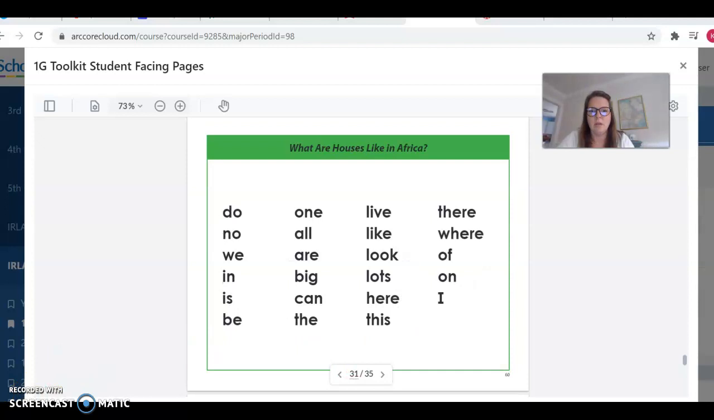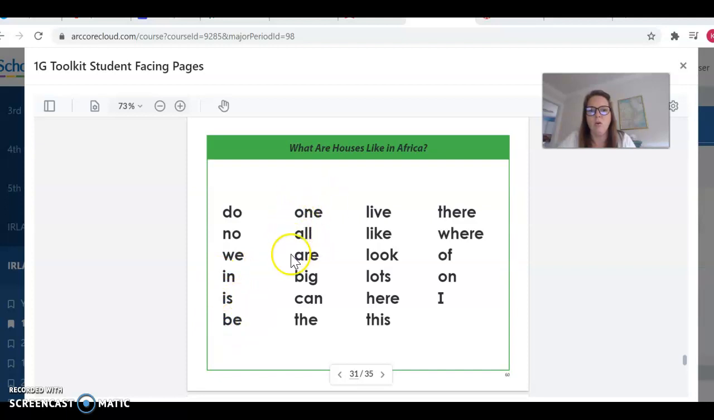Awesome job. All right, so the book that we're going to be reading is called What Are Houses Like in Africa? And these are our power words that will be in this book. Do, know, we, in, is, be.